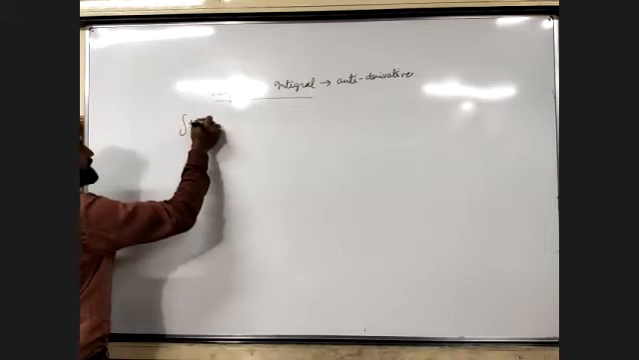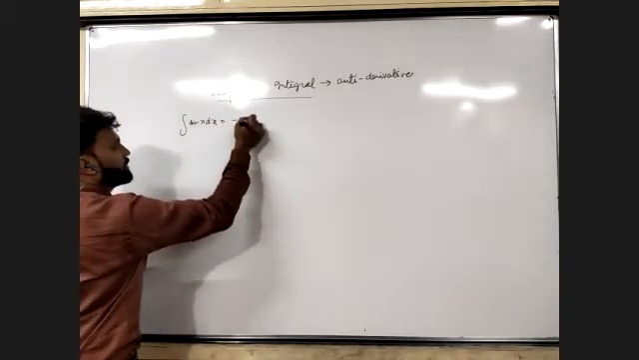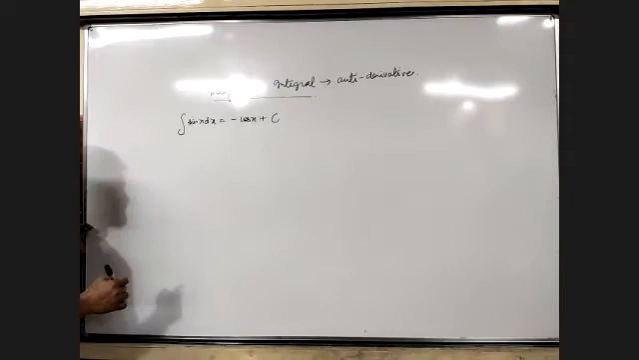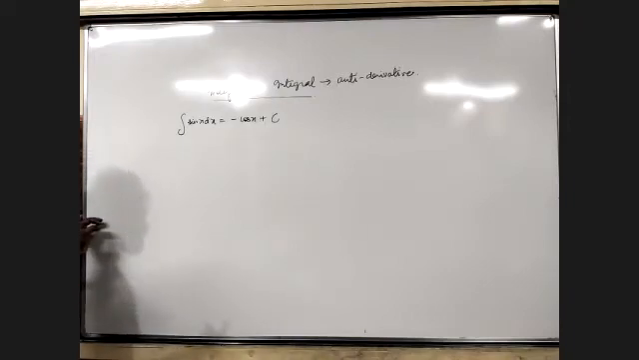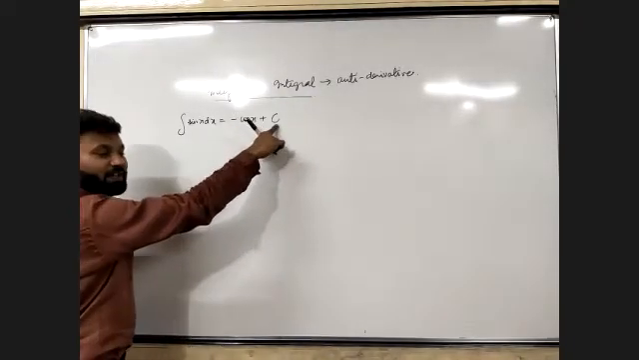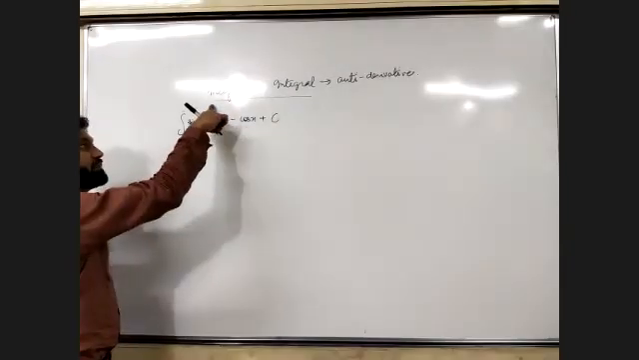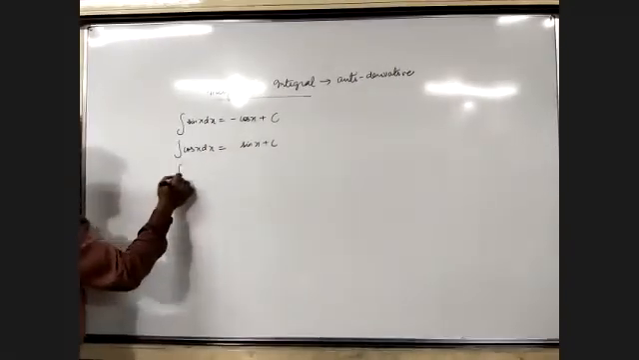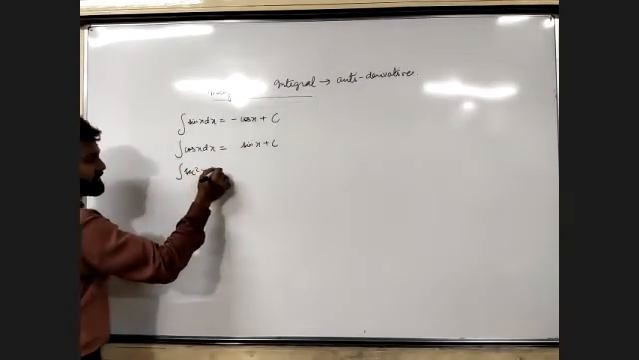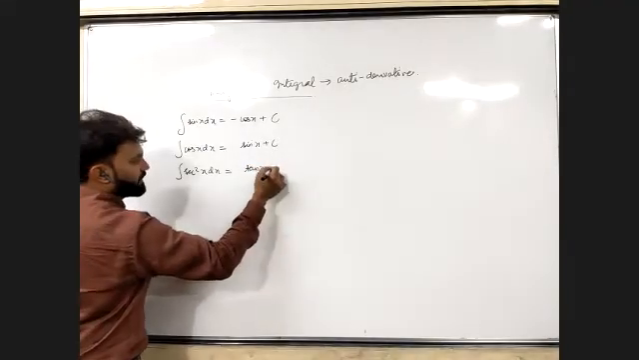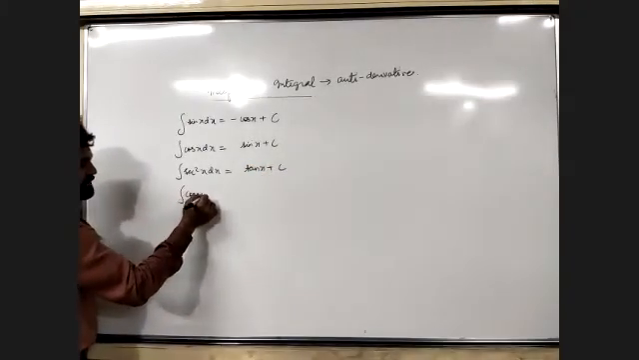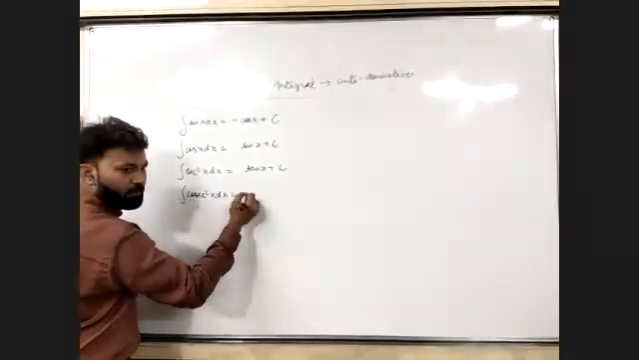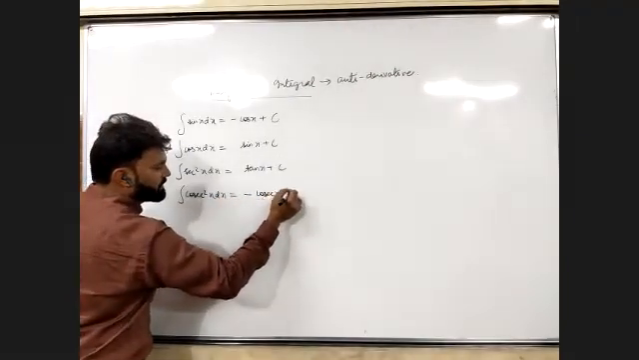Integral of sin x dx is equal to minus cos x plus c. Plus c, constant of integration. Now, because this value is not fixed, that is the reason we call it indefinite integral. Integral of cos x dx is equal to sin x plus c. Integral of sec square x dx is equal to tan x plus c. Integral of cosec square x dx is equal to minus cot x plus c.